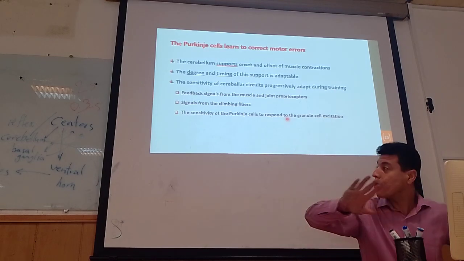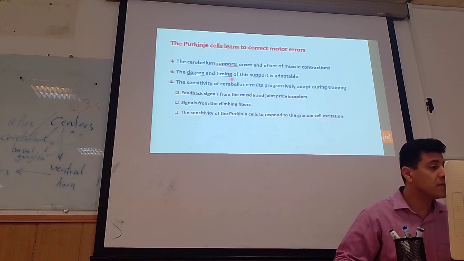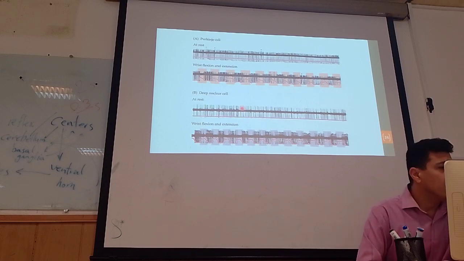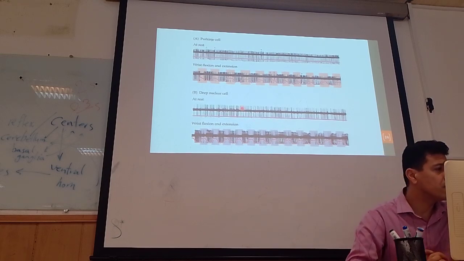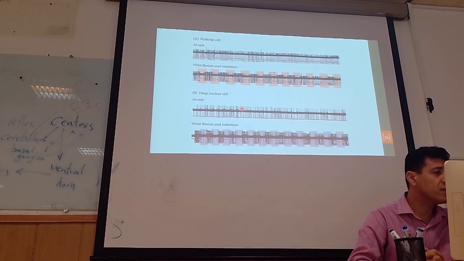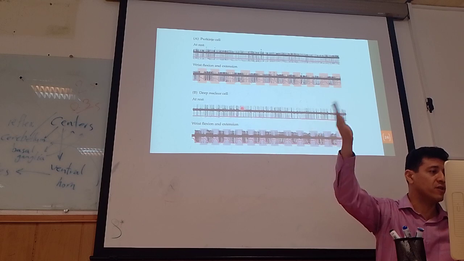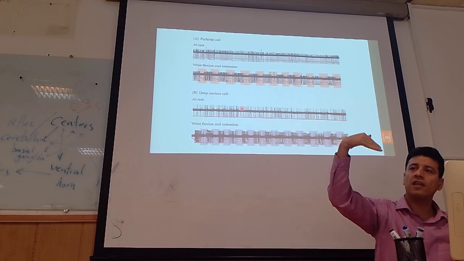I also talked about the learning. I told you that the degree and the timing of the support is adaptable by the action of the climbing fibers mainly. Right? I mentioned this. Here you can see an example of recording from the Purkinje cells and deep nuclear cells during the movement. The movement is flexion and extension of the wrist. A monkey is doing this repeatedly.